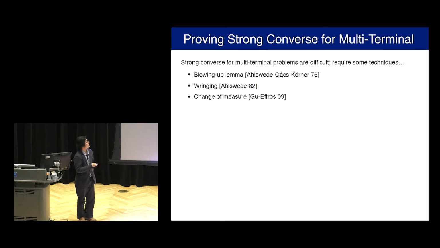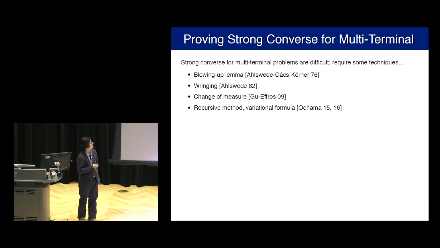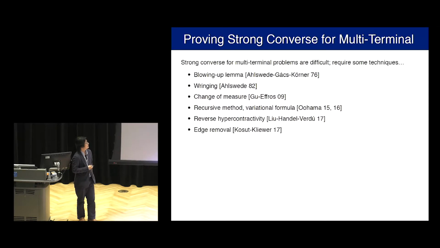And some of the recent techniques include the change of measure argument introduced by Gu and Effros. I'm going to explain this later. The recursive method and variational formula introduced by Oohama. Reverse hypercontractivity introduced by Liu and Verdú. Or the edge removal method, or information stability, etc. So there are so many techniques.